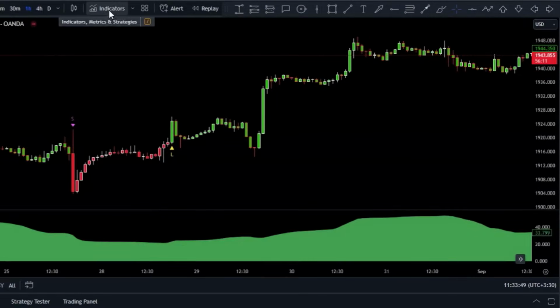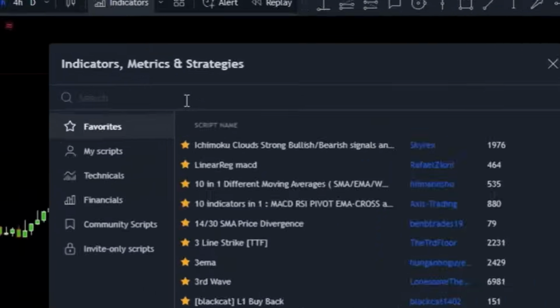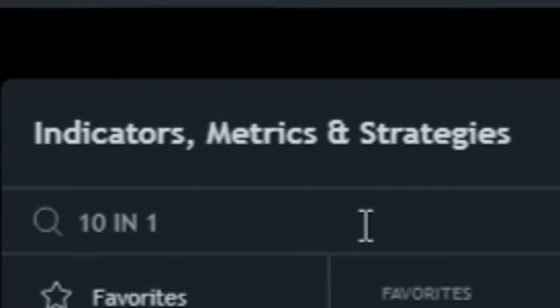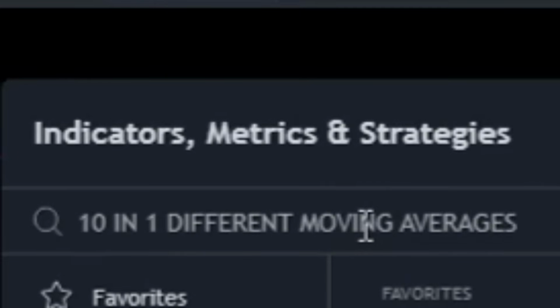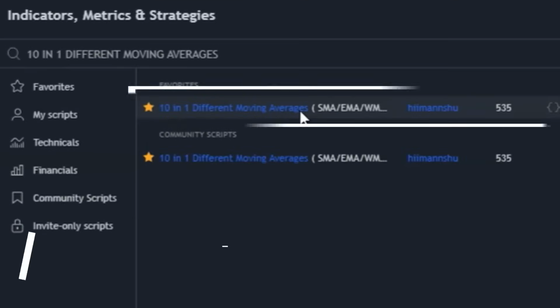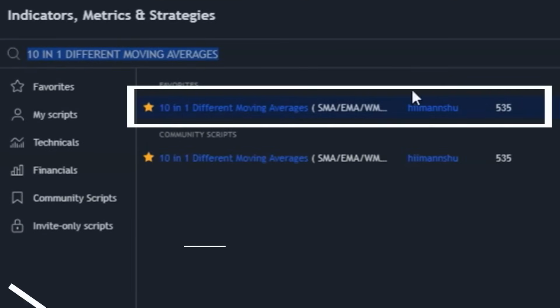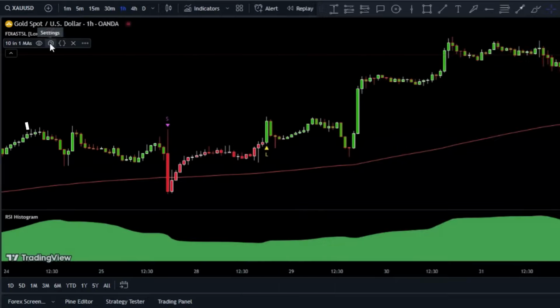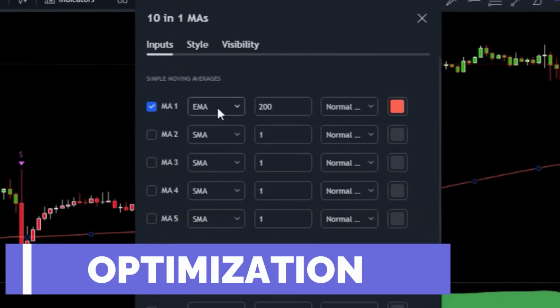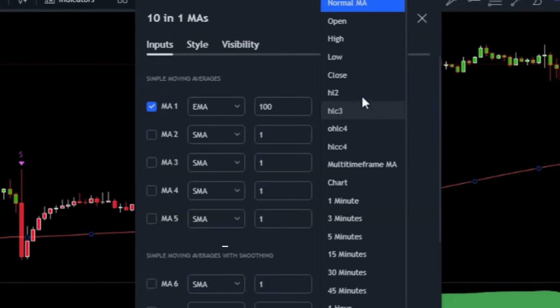But there's still one more step, adding the 10-in-1 different moving averages indicator. This will help give even more confirmation and precision for our trades. Now, go into the 10-in-1 different moving averages indicator settings and adjust them exactly as I have.